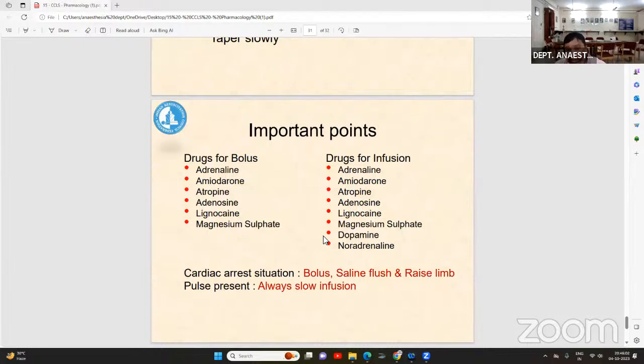Lignocaine infusions you can use for recurrent VTs. Magnesium sulfate can be used as infusions, and also dopamine infusions. Whenever ROSC comes, you can use the dopamine infusions. In cardiac arrest situations, make sure that for a bolus, you give a saline flush and raise the limb. If the pulse is present, always use infusions. If there is no pulse, bolus. If the pulse is there, infusions.